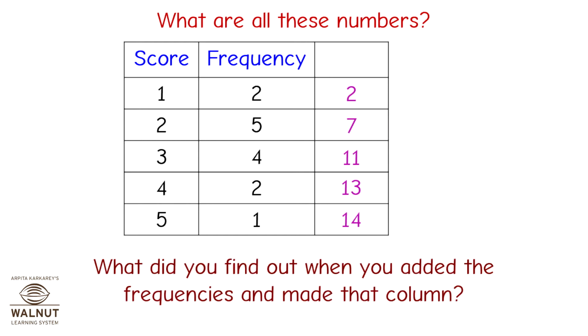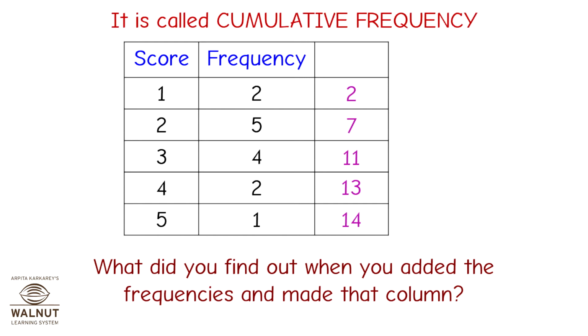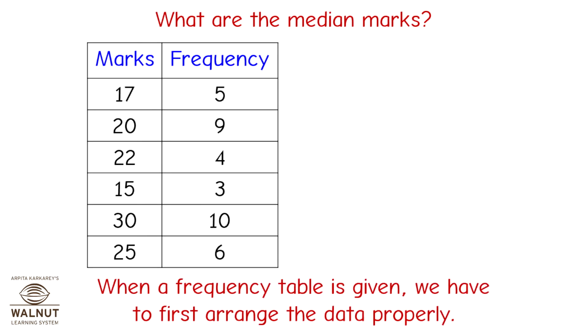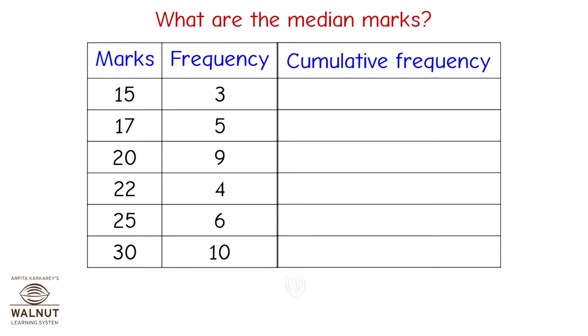What did you find out when you added the frequencies and made that column? We found out the cumulative frequency. What are the median marks? When a frequency table is given, we have to first arrange the data properly. So, the table will look like this. Then, find out the cumulative frequency.